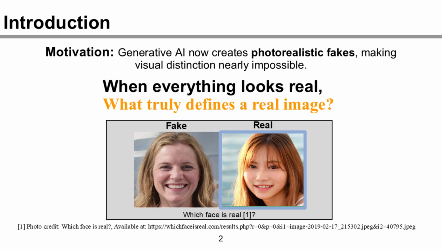For instance, this slide shows a real photo on the right and an AI-generated portrait on the left. Both appear visually convincing. This raises a fundamental question. When everything looks real, what truly defines the real images?